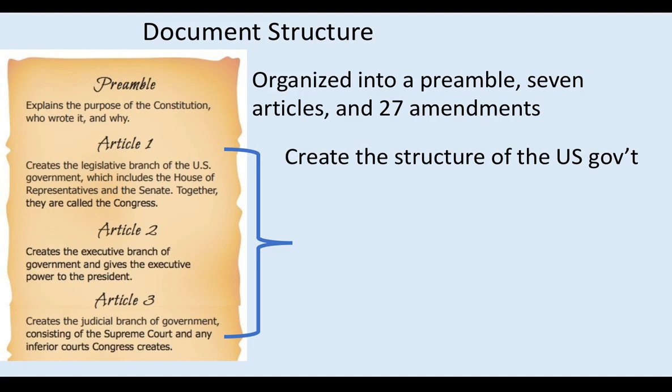And if we jump down to Article 3, it creates the judicial branch of the government, consisting of the Supreme Court and any inferior courts Congress creates. Again, we're just going to highlight creates the judicial branch for now.